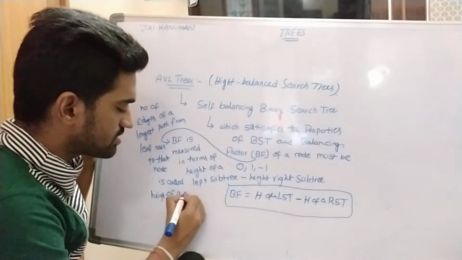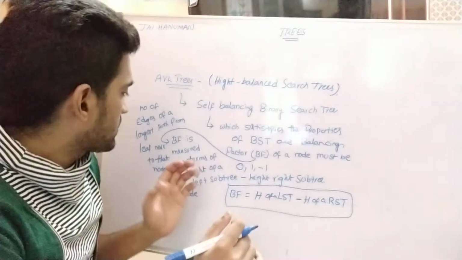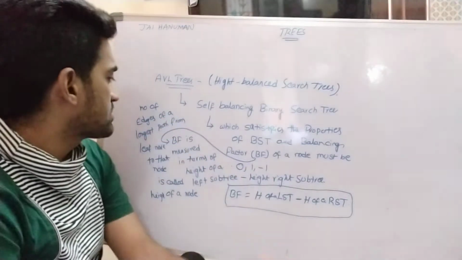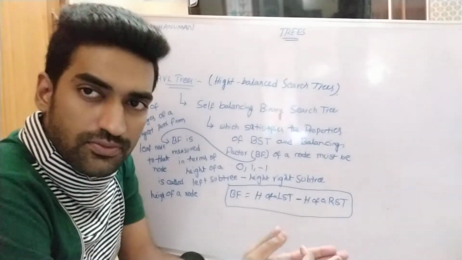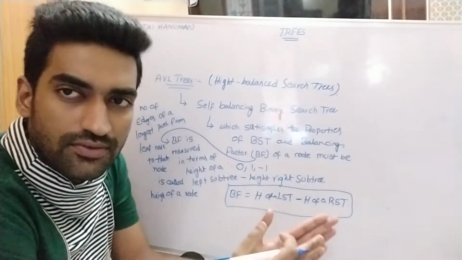So we are already discussing this concept in tree terminologies. What is the height? The number of edges of the longest path from a leaf node to the root node. That is said to be the height of a node.